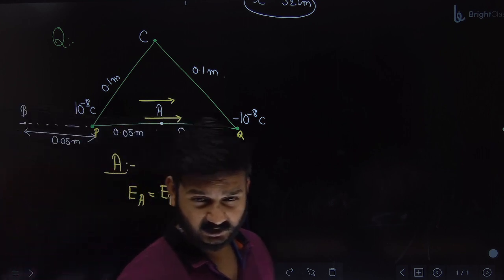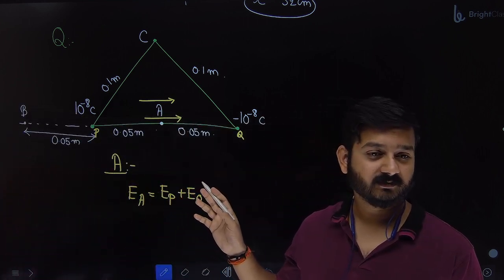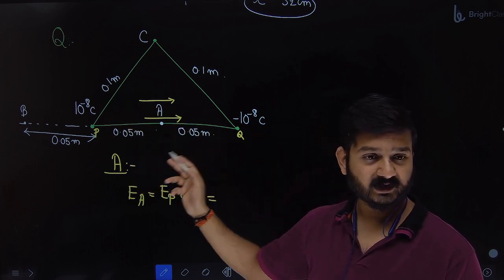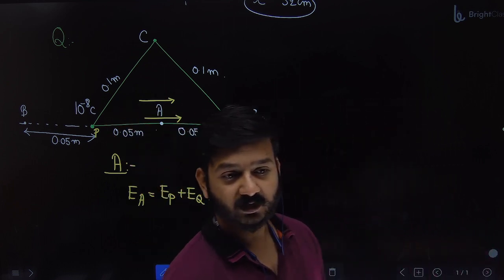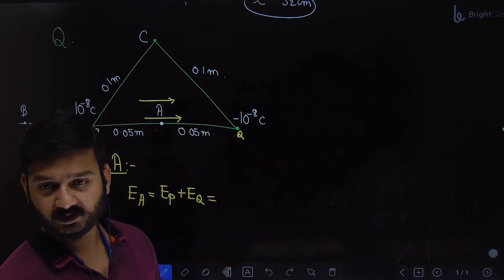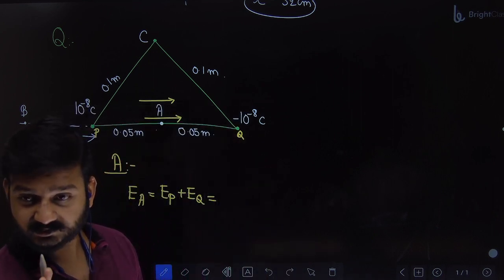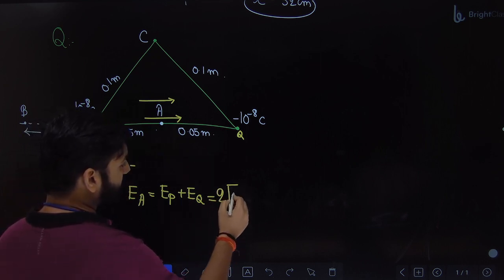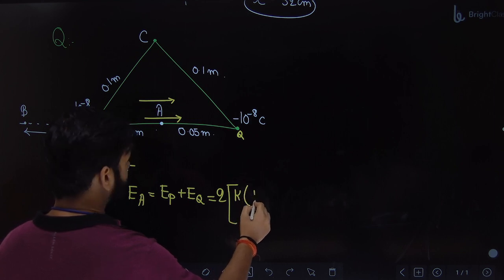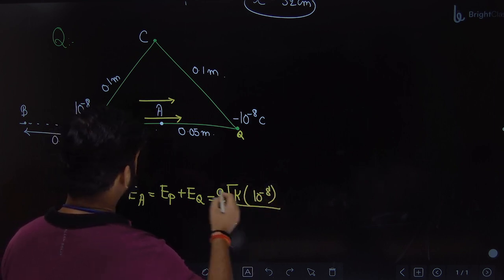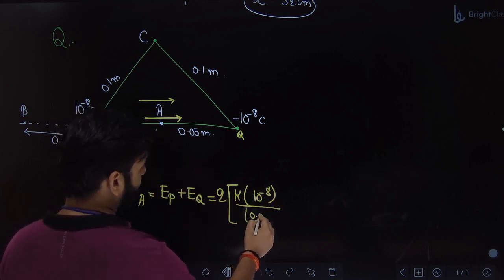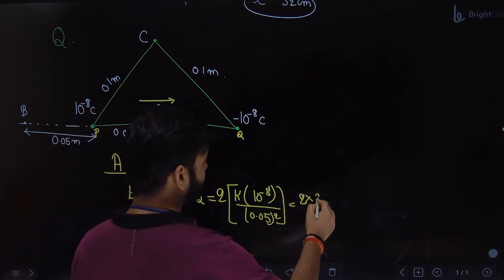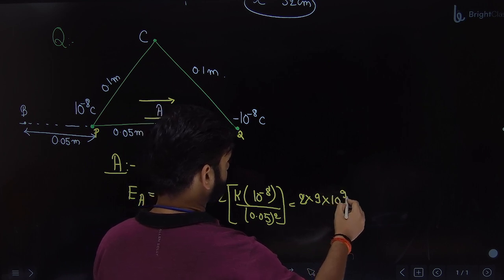If you notice carefully, their magnitude will be the same because the magnitude of charge is the same. Distance from point A is also the same. Don't calculate them separately. Calculate one, multiply by two. Use common sense in the exam. You will save a lot of time. So I will write 2 times KQ, where Q is 10 to the power minus 8, by R square. R is 0.05, whole square.